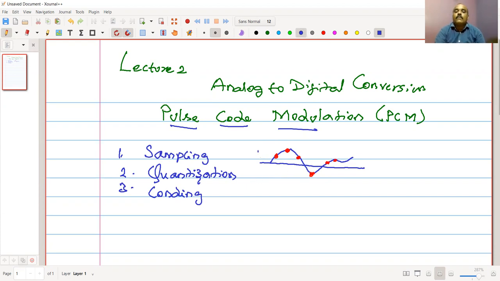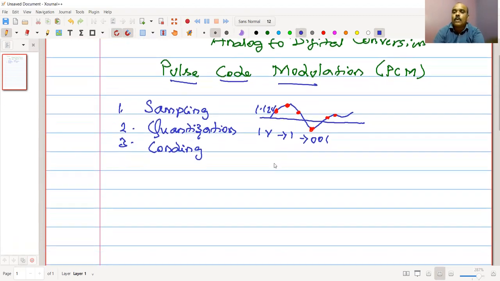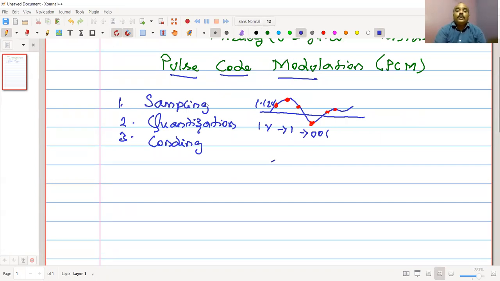So we have some values like 1.12 volts. We might like to bring it to something like 1 volt or 1.5 or 2 volts. And then if it is 1 volt, we will map it to some integer number like 1, which will be given some binary value. We can use 3 bits or 4 bits. So in simple terms, this is the overall idea of pulse code modulation. We are going to discuss three steps.